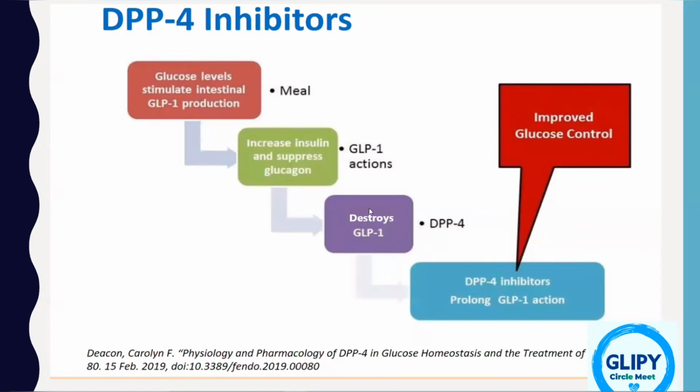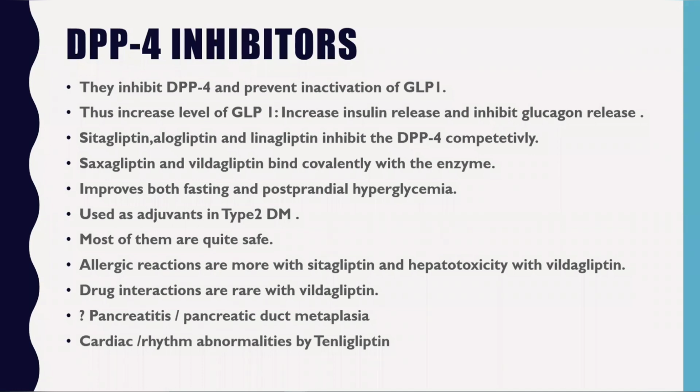And if we inhibit DPP-4, the destruction or degradation of GLP-1 is prevented, and hence you have a higher level of GLP-1 available. So what all the members of this group will do is that they inhibit DPP-4 and prevent the inactivation of GLP-1. Thus, elevated levels of GLP-1 increase insulin release and also inhibit the glucagon release at the same time. So they help in controlling the sugars.